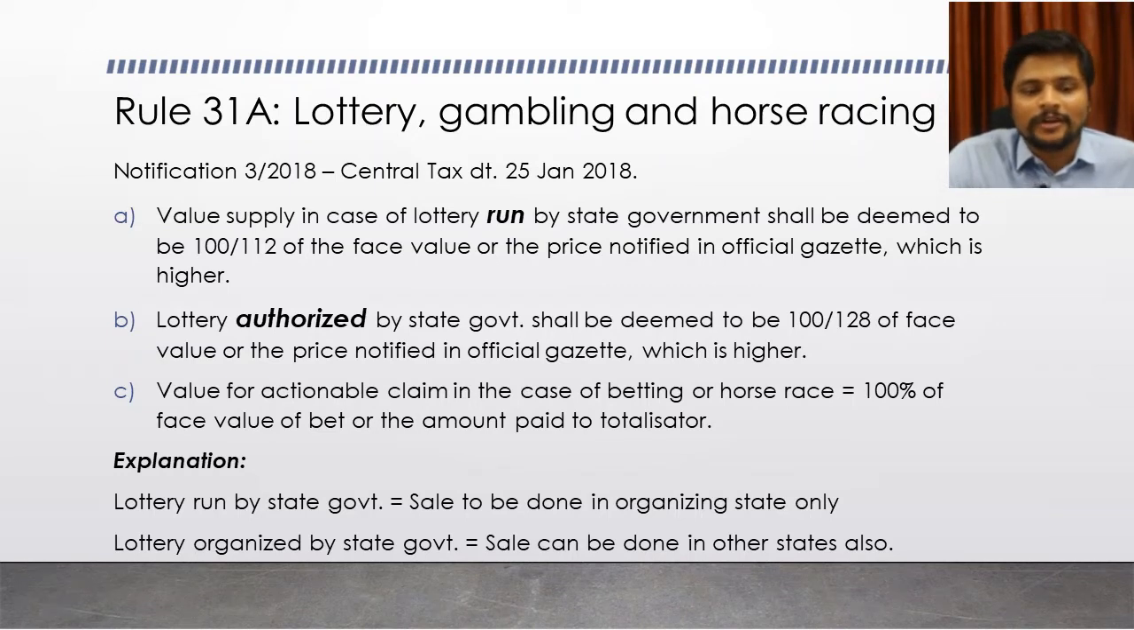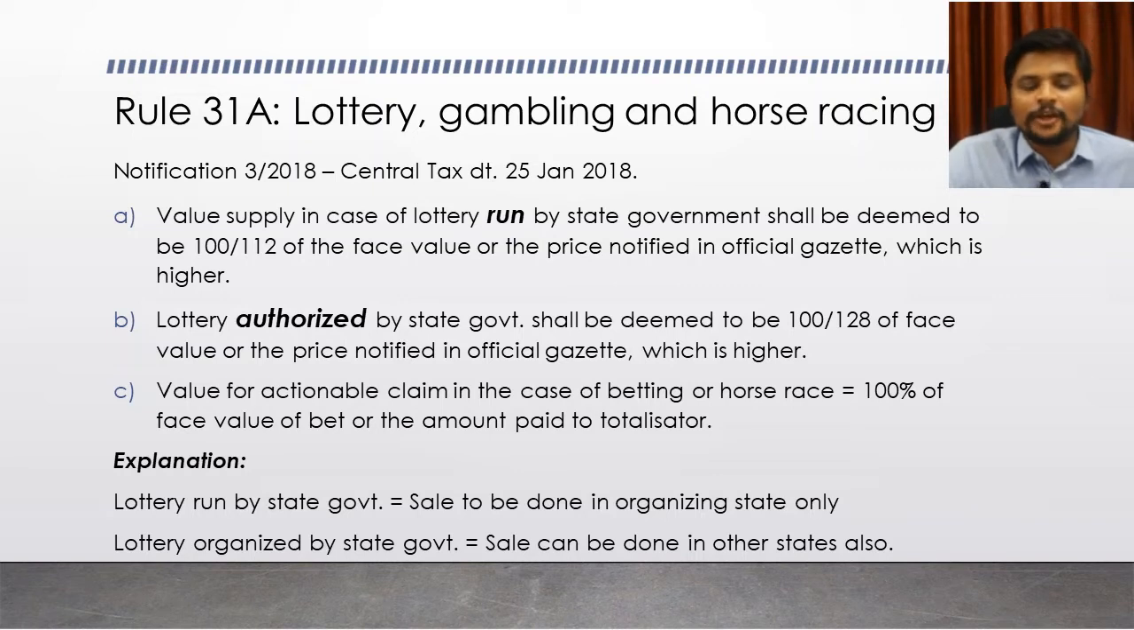So now we will understand two differences in clause A and clause B. In clause A, the lottery has to be run by the state government itself. In that case, the formula you have to apply is 100 divided by 112. If the lottery is not run by the state government, it is just authorized to a private person to run that particular lottery, in that case, the formula will be replaced with 100 divided by 128 of face value or the price of the particular lottery notified in the official gazette, whichever is higher. That is similar for both the clauses. That is clause number B.